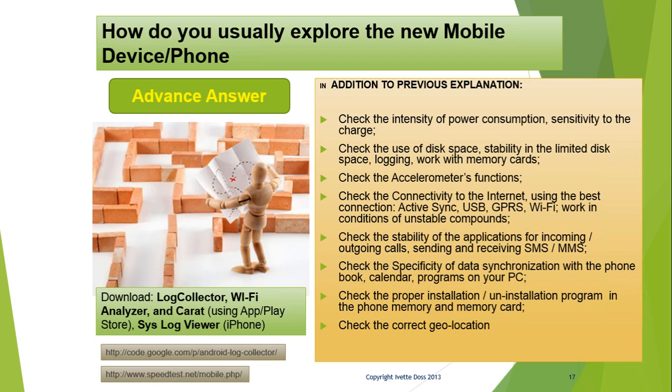When we talk about connectivity, it gets more advanced, because we can look specifically for Android active syncs. We can also check with USB and GPRS the working condition of unstable connections, and how the network reacted to that.